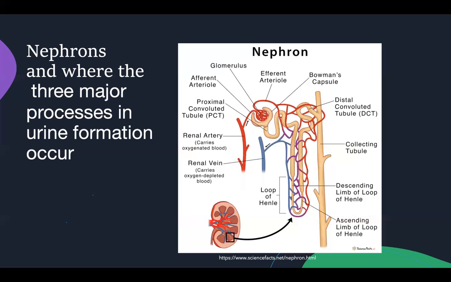Lastly, secretion is the movement of molecules from the bloodstream to the interstitial fluid through the renal tubule. It occurs in the PCT, the loop of Henle, and the collecting duct. It allows urea, which is the main source of nitrogen waste in the body, to be disposed of by urine.